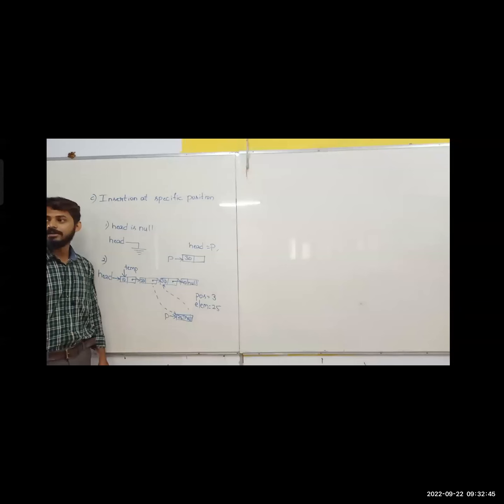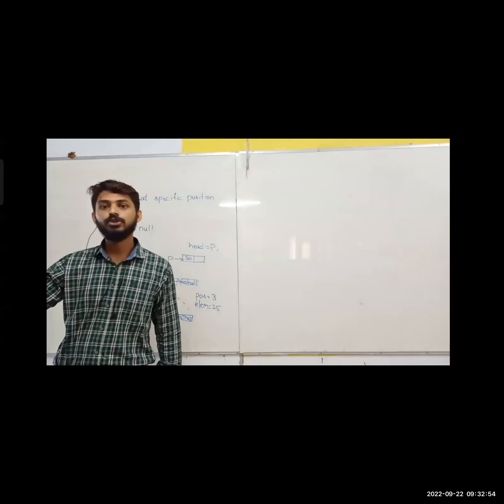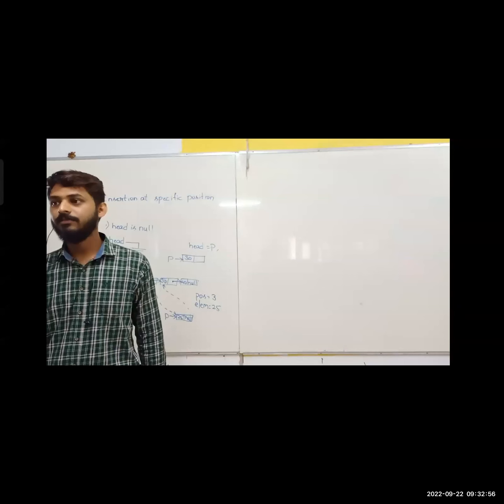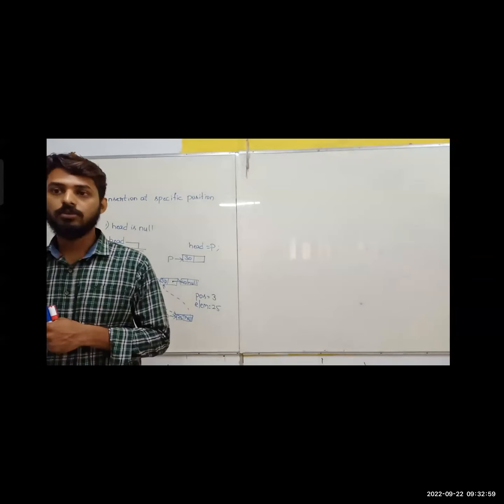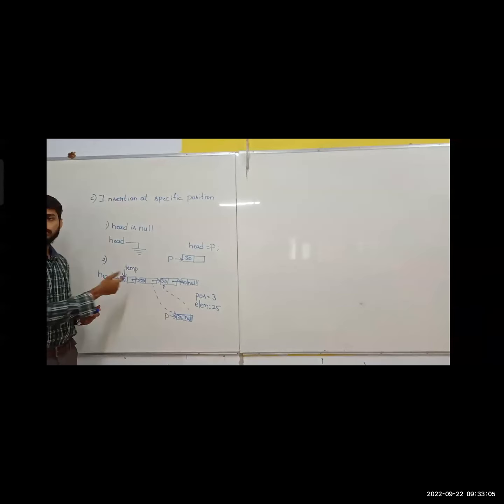Yesterday I told you one scenario. If you want your temp to point to the third node, then you should move 2 times. If you want your temp to point to the 101st node, then you should move 100 times. Have I told you or not? Yes, sir. Okay, same thing I should do. How many times should I move now? Say I want my temp to point to the second node. If I want my temp to point to the second node, how many times should I move? Only one. Clear?